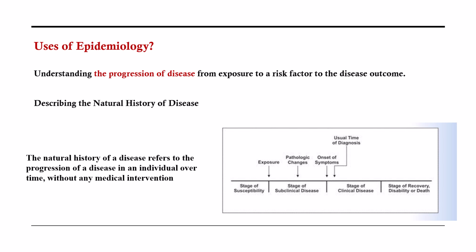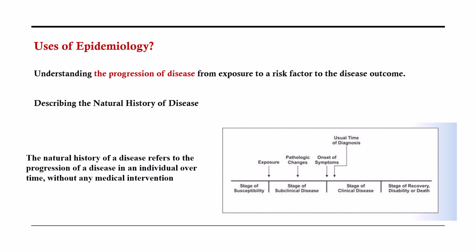This is the diagrammatic representation. At the initial stage, there will be the stage of susceptibility of developing disease, when the person gets exposure to a risk factor. Then there is the stage of subclinical disease. What is subclinical disease? Disease process has started, but no symptoms appear. There are some pathologic changes and some biochemical changes taking place during the stage of subclinical disease.